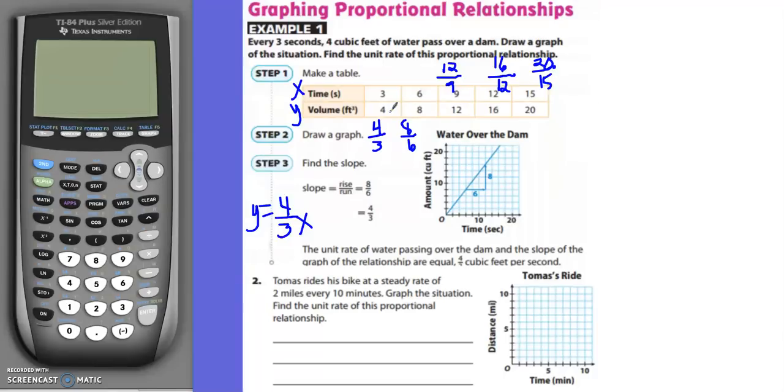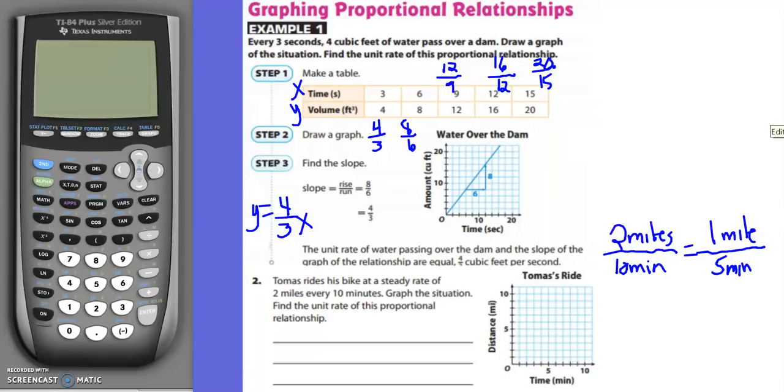Let's go to number 2. Thomas rides his bike at a steady rate of 2 miles every 10 minutes. Graph the situation. Find the unit rate of this proportional relationship. Okay, so if we have 2 miles for every 10 minutes, the proportionality of this is also 1 mile for 5 minutes.